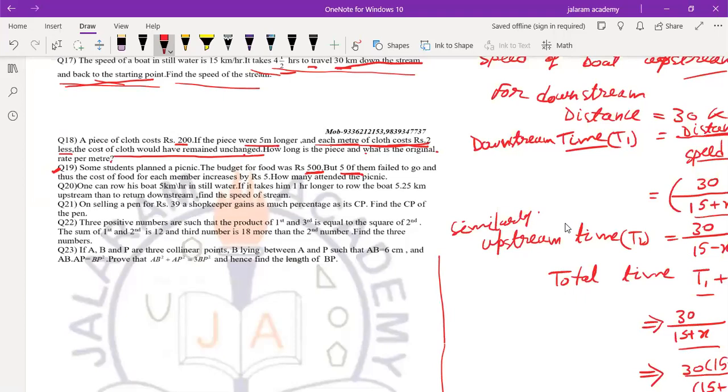Like in this, we have cost of cloth per meter. Each meter of cloth costs rupees 2. In this also, the cost of food for each member increases by rupees 5. Okay. So almost similar question is there. Only change of quantity and persons has taken the place. It means how many attended the picnic.